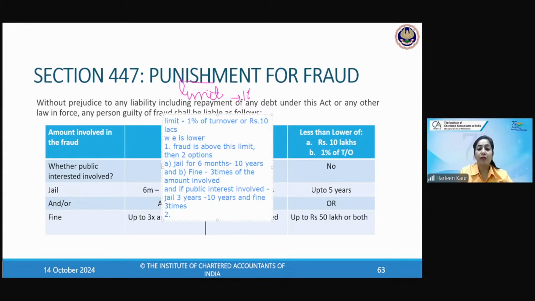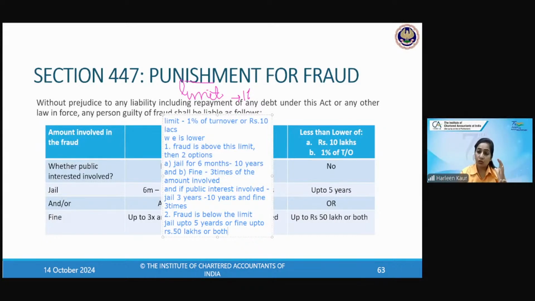What is the second type of fraud? If the fraud is below the limit given, then it will be jail up to 5 years or fine up to rupees 50 lakhs. Here the amount is not very high, so there is no question of public interest or both. This is how you have to make a very nice chart of section 447. Liability for repayment of debt: any person found guilty of fraud.